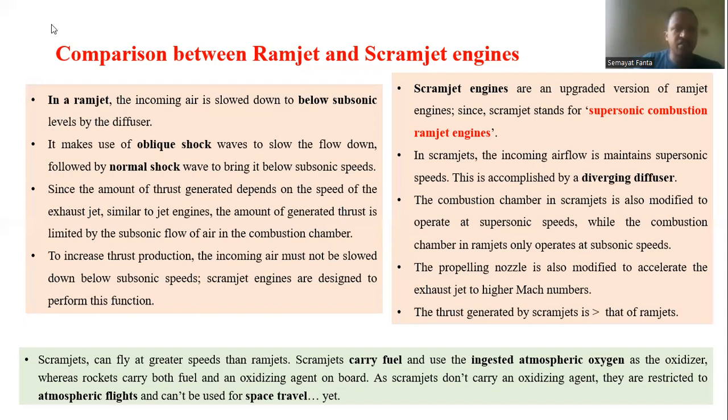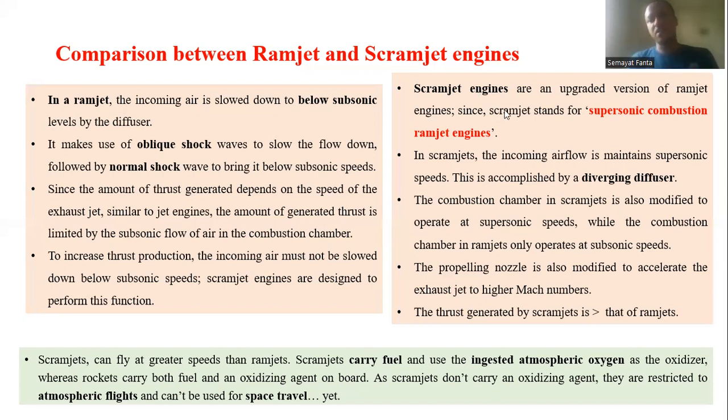Again, in a scramjet, the amount of thrust generated depends on the speed of the exhaust jet, similar to that of jet engines, like a duct engine. And to increase the thrust production, the incoming air must not be slowed down below supersonic speed. So scram engines are designed to perform this function.